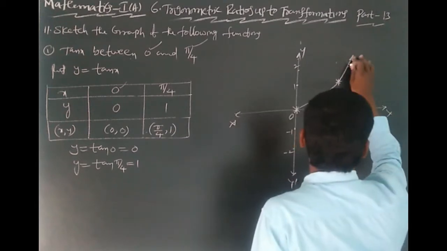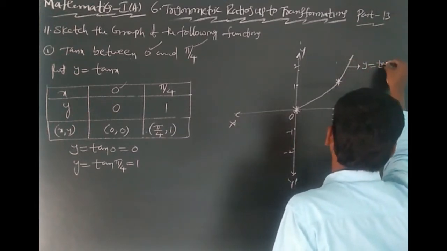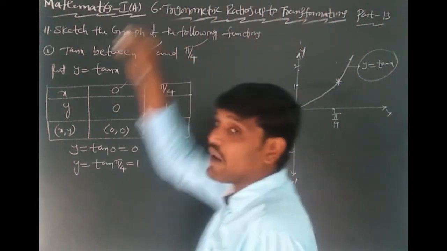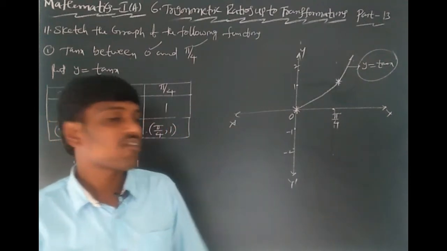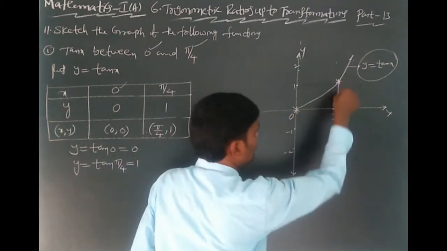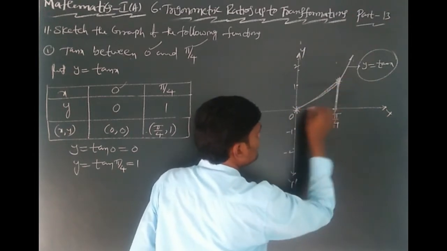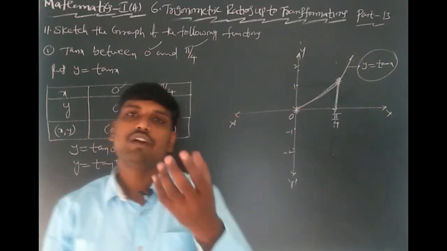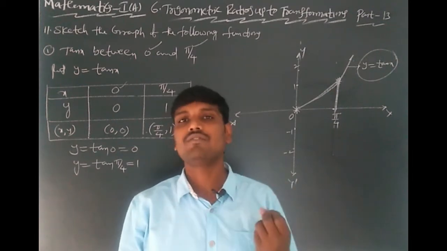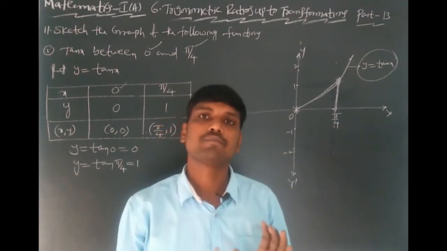This is the graph of y is equal to tan x. Which graph is this one? It is the graph of y is equal to tan x in the interval 0, pi by 4. In the interval 0, pi by 4, this one is the graph. This is a very easy, simplest graph among the problem models.